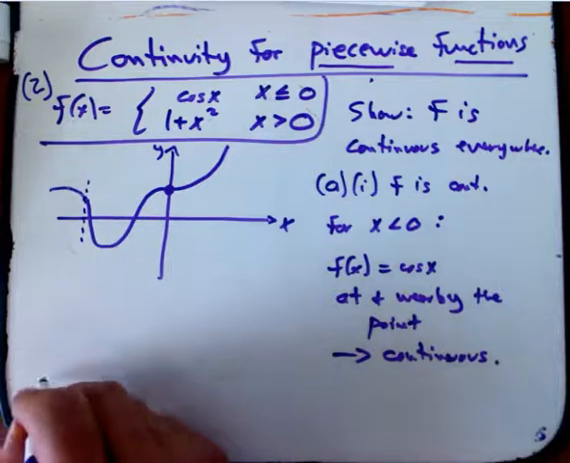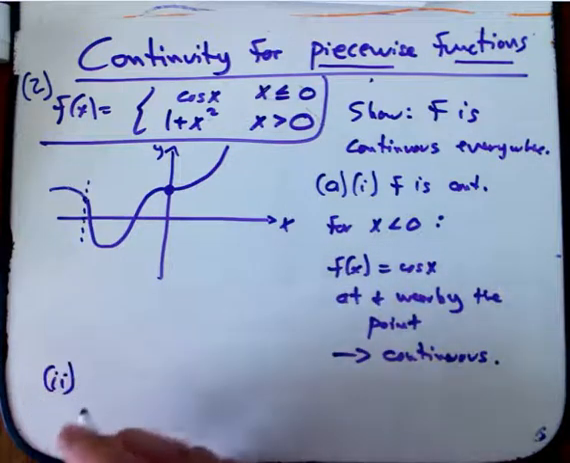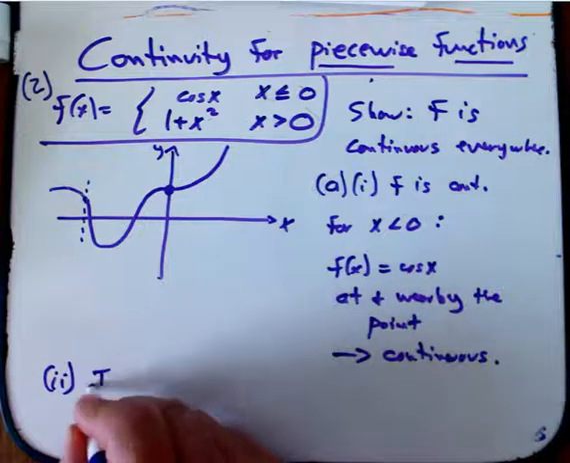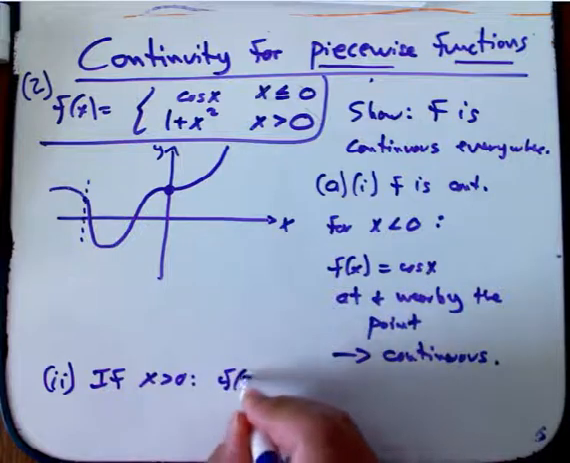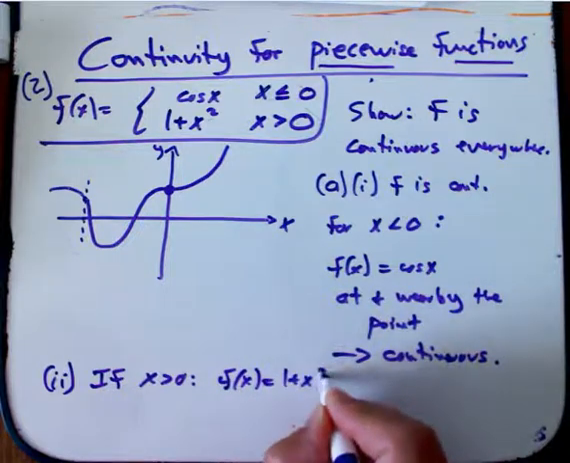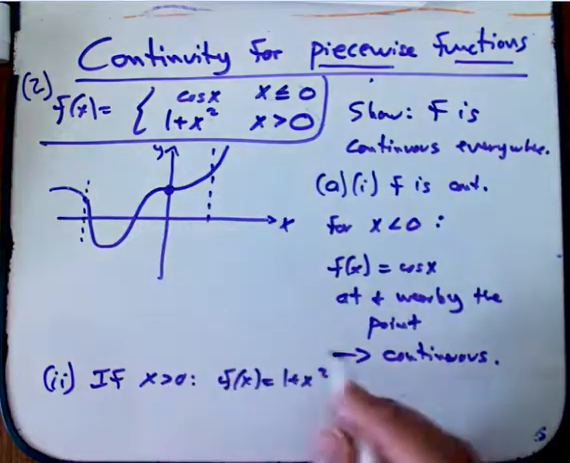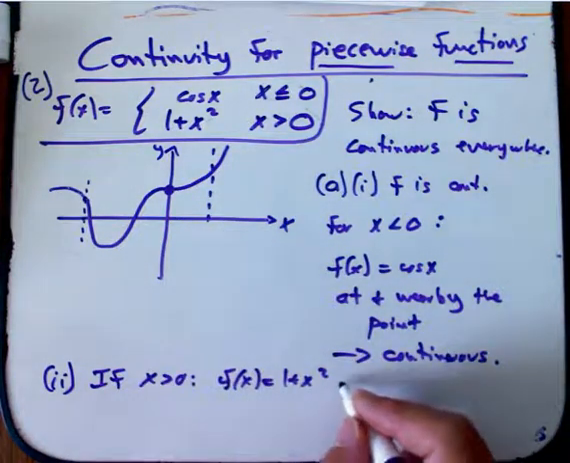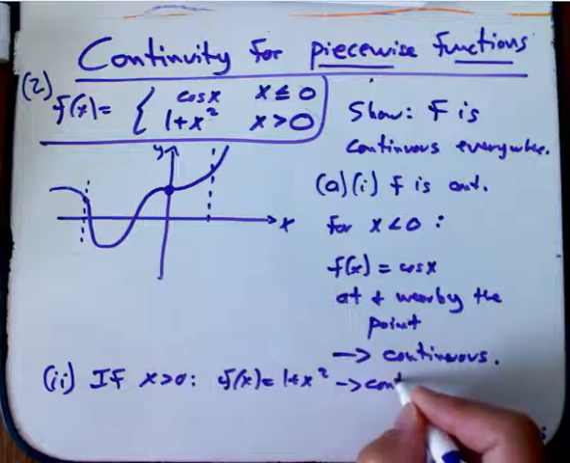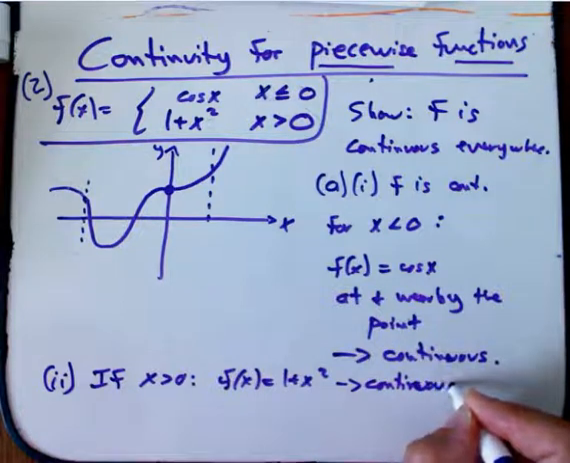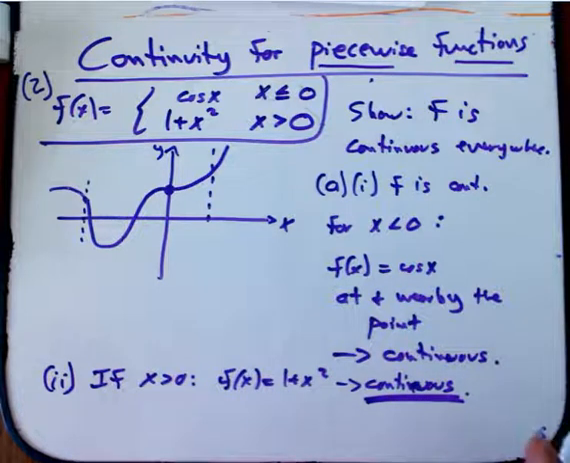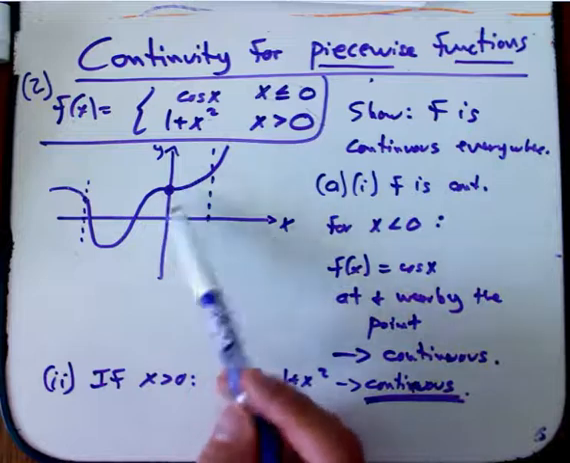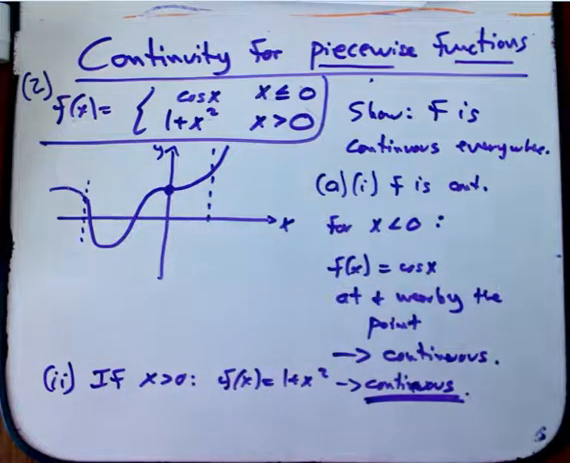Similarly, subpoint 2, if x is greater than 0, then f of x at the point in question and nearby on both sides is 1 plus x squared, and by our theorem, whatever number theorem it is in your book, it's going to be continuous. So as usual, the interesting point is the breakpoint, or if there's more than one breakpoint, you've got to check those. So you do have to quote this.